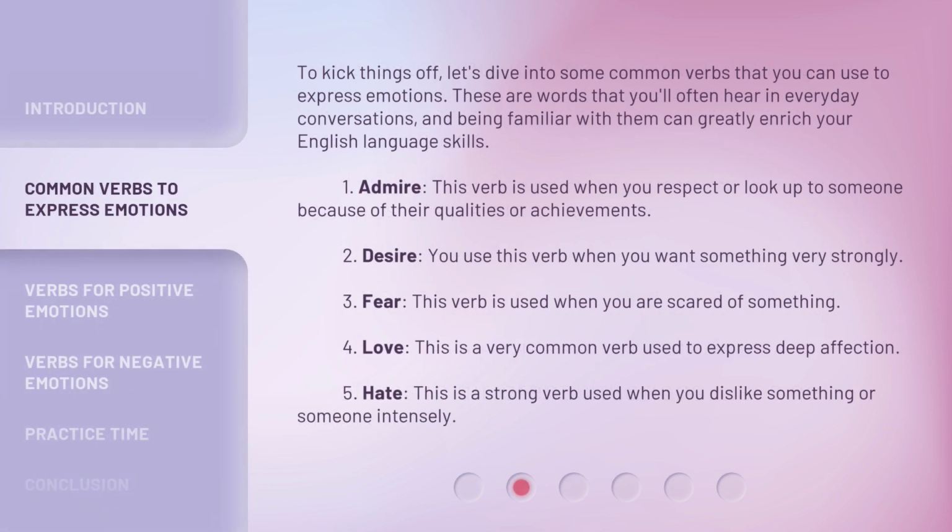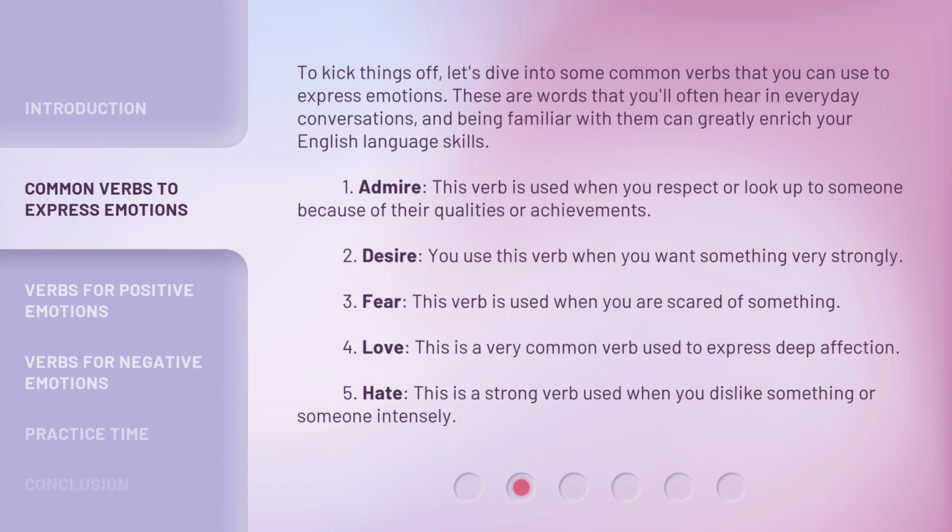To kick things off, let's dive into some common verbs that you can use to express emotions. These are words that you'll often hear in everyday conversations, and being familiar with them can greatly enrich your English language skills. 1. Admire. This verb is used when you respect or look up to someone because of their qualities or achievements.